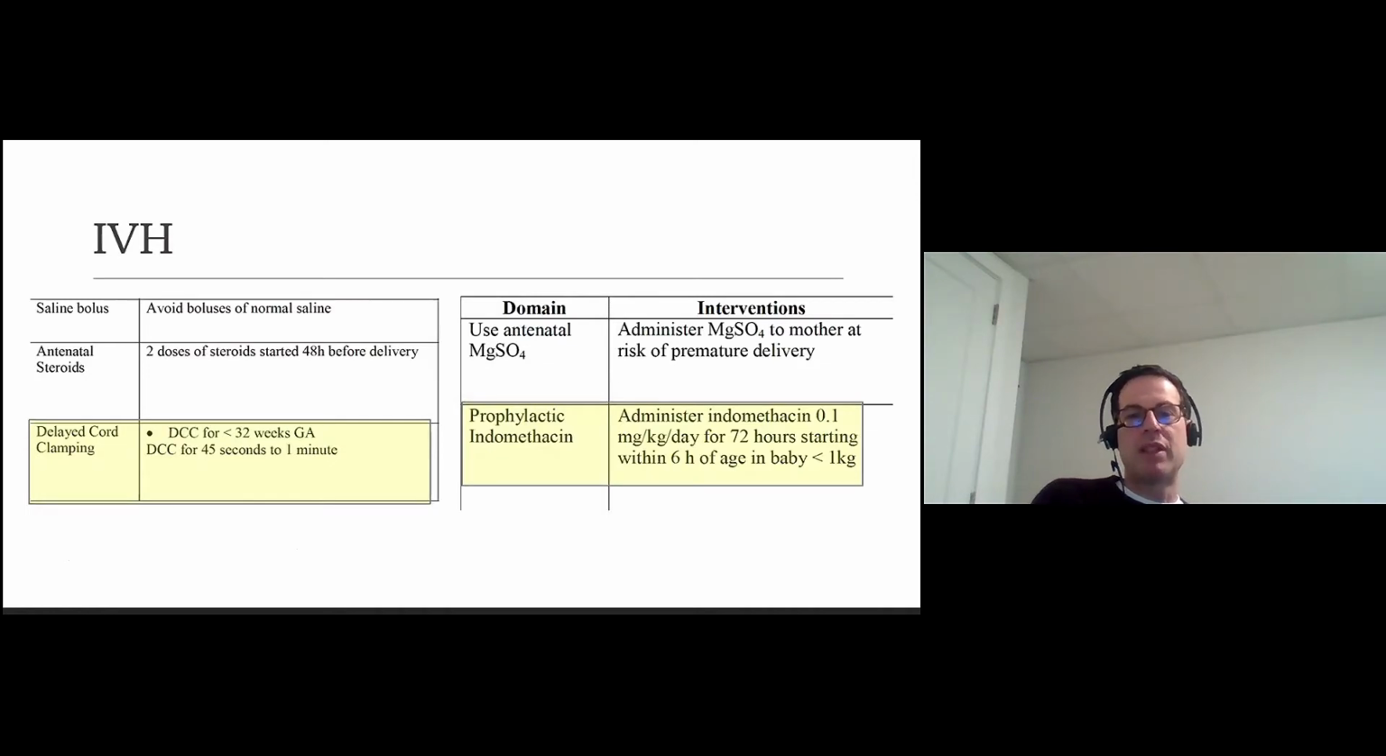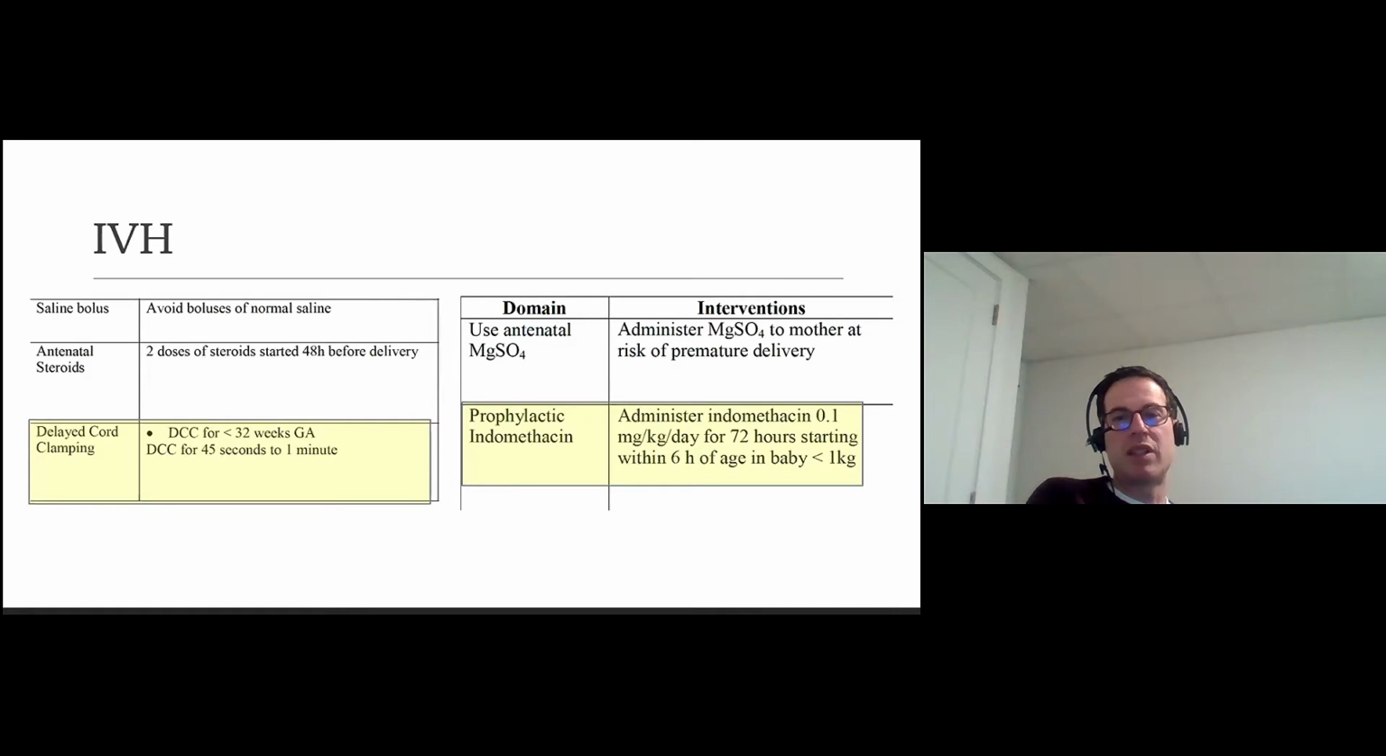Delayed cord clamping is something that is recommended under 32 weeks. The Canadian Pediatric Society is coming out with a new statement soon, and will likely be advocating for considering even going up to 2 minutes of delayed cord clamping, as there are some benefits there. Another hot topic is prophylactic indomethacin.